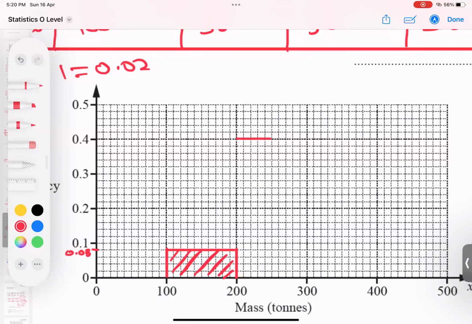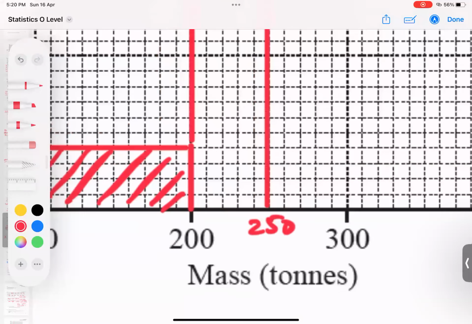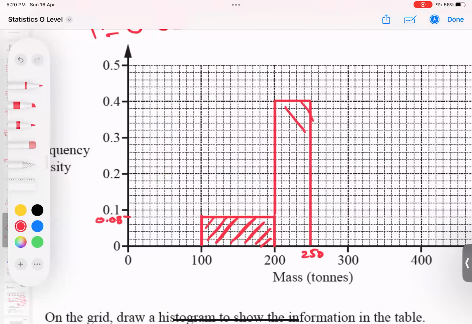I stop here. Look at here. And count, please: 1, 2, 3, 4, 5 boxes. So this is for sure 250. I believe you got my point. I make it the other way to make it different from the other one. This shading is not compulsory. If you do it, good for you. If you don't do it, no problem.